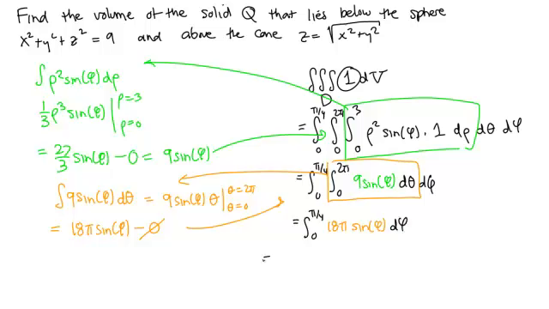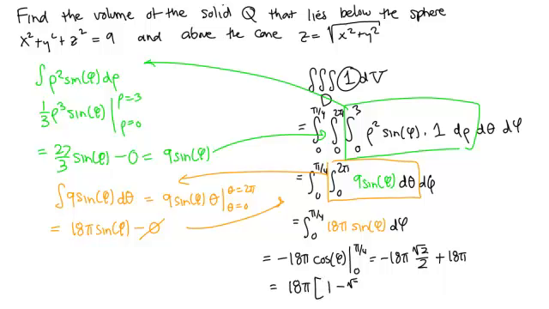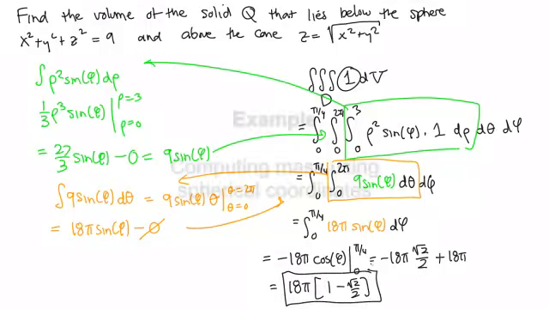Well, that's easy enough to do. That becomes negative 18 pi times the cosine of phi, evaluated from 0 to pi over 4. So if we plug in pi over 4, we're going to get minus 18 pi times the cosine of pi over 4, which is root 2 over 2, minus negative 18 pi times the cosine of 0, which is 1. And so if we clean that up, we can pull out an 18 pi, and we'll have 18 pi times 1 minus root 2 over 2 as the volume of this particular shape.